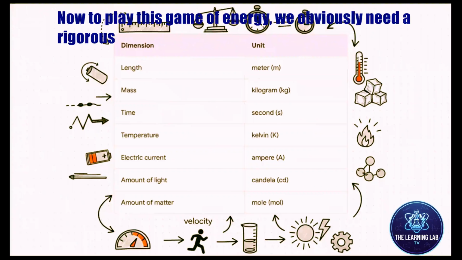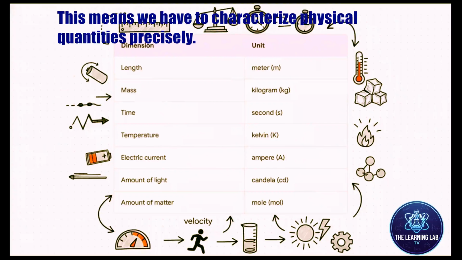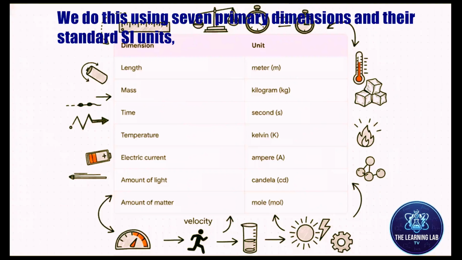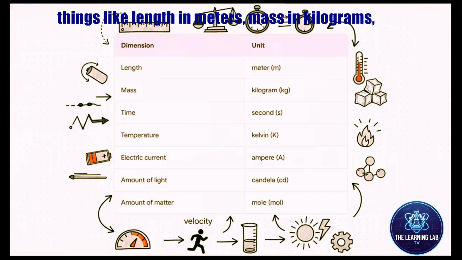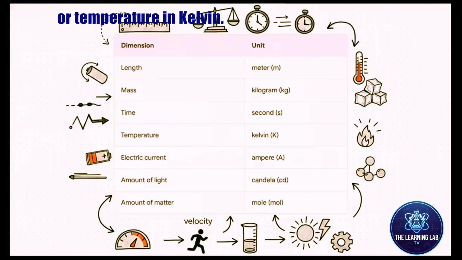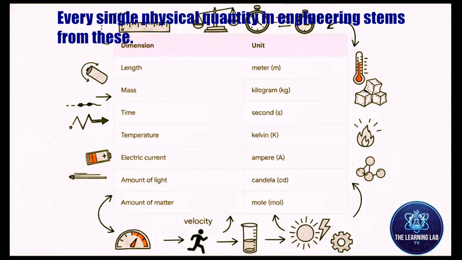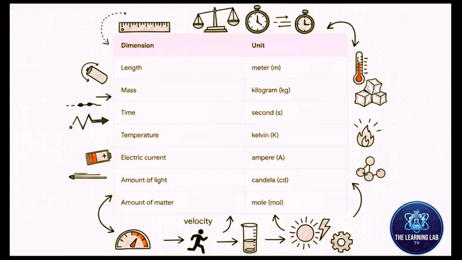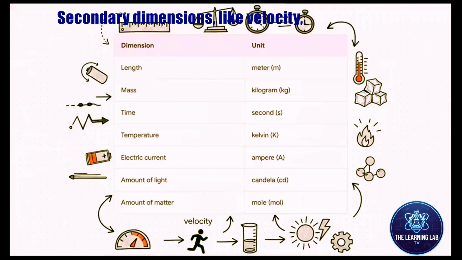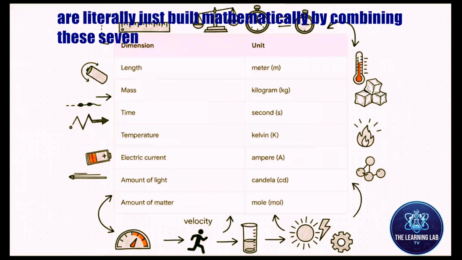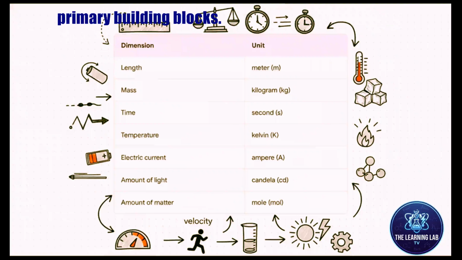Which brings us to section 2, dimensions and units. Now, to play this game of energy, we obviously need a rigorous way to keep score, right? This means we have to characterize physical quantities precisely. We do this using 7 primary dimensions and their standard SI units, things like length in meters, mass in kilograms, or temperature in Kelvin. Every single physical quantity in engineering stems from these. Secondary dimensions, like velocity, volume, and energy itself, are literally just built mathematically by combining these 7 primary building blocks.